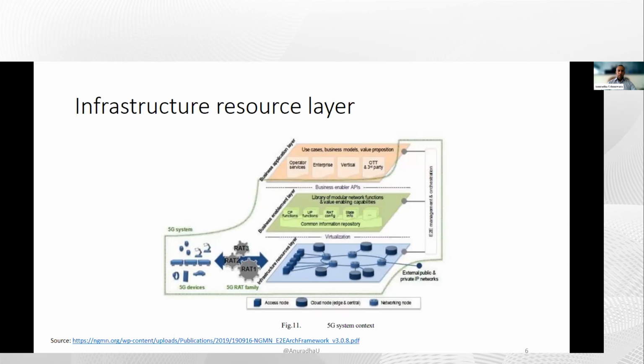This is usually identified as the infrastructure resource layer, among the other layers like the business enablement layer and the application layers, etc. So you can see in a vertical view that there are a lot of things dependent upon the infrastructure resource layer.